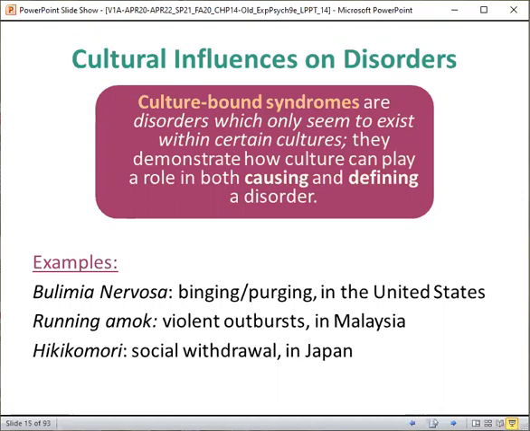Examples are bulimia nervosa, which is a binging-purging disorder that we tend to see in the United States and cultures like ours here in the United States. Then we have running amok, violent outbursts. We see this in Malaysia. Hikikomori, social withdrawal. We see this in Japan. So each of these cultures has certain types of disorders that seem to be bound to their particular culture.